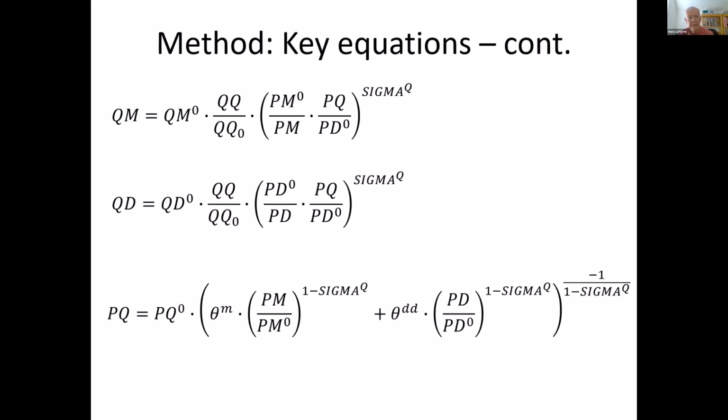And then the key equations that we are using in the model are derived from the typical cost minimization problem for the domestic demand using imports and domestic products. And we have QM, that's the demand function for imports, QD, the demand function for domestic products, and the cost function that defines PQ. And as you can see, we are using a variable elasticity in these equations.